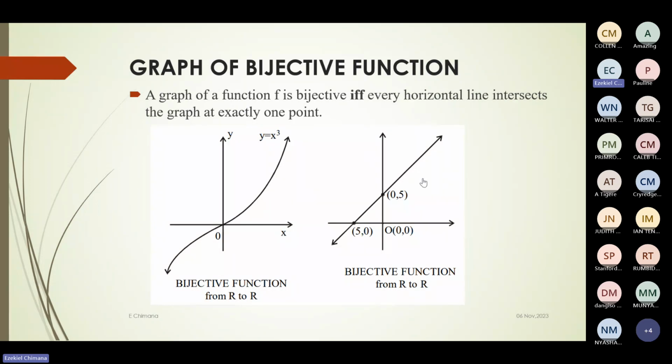There's someone who wants to join. You can just go on to look at these graphs.